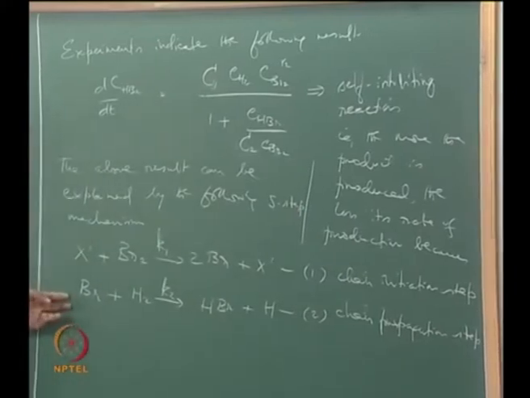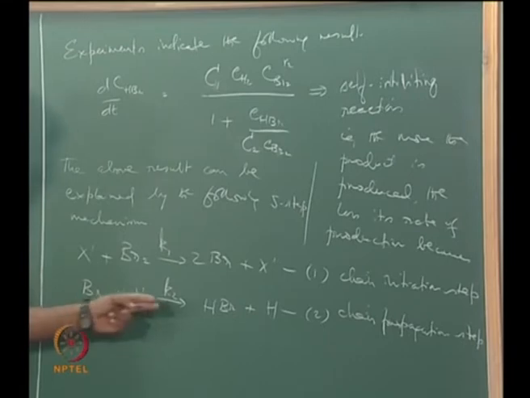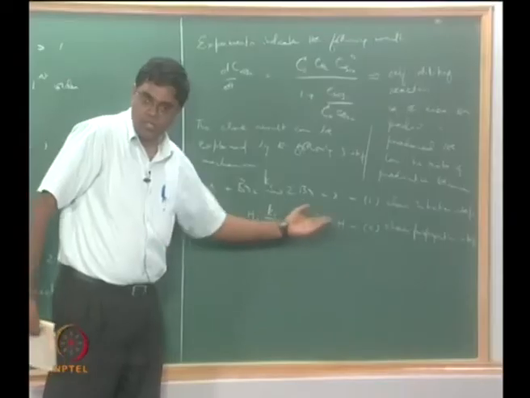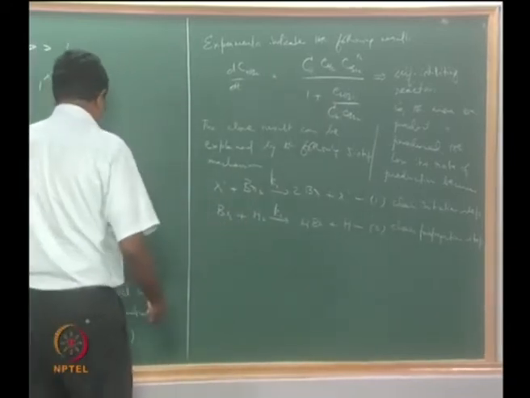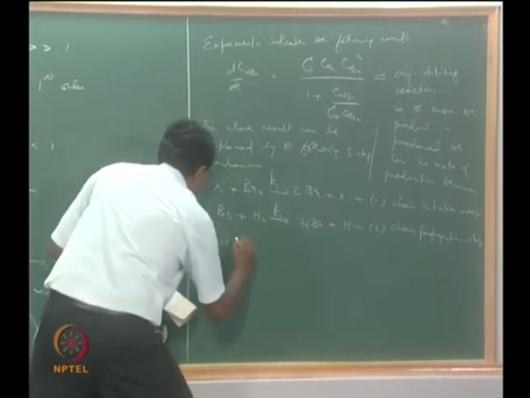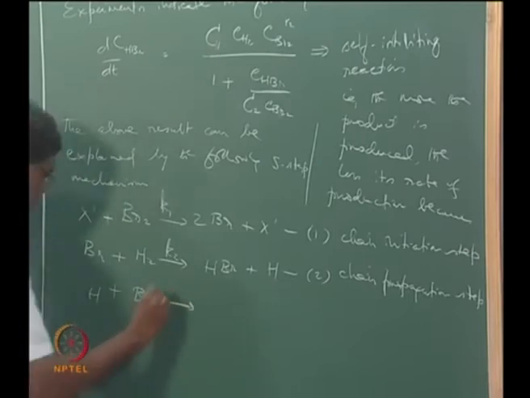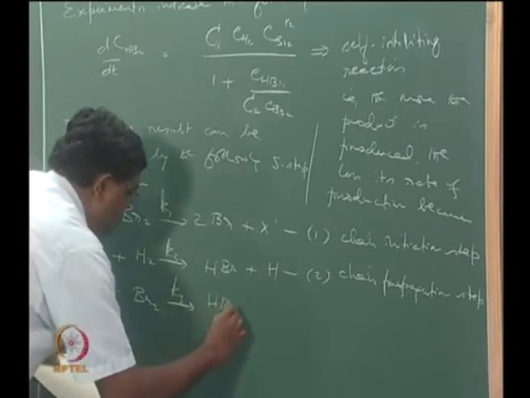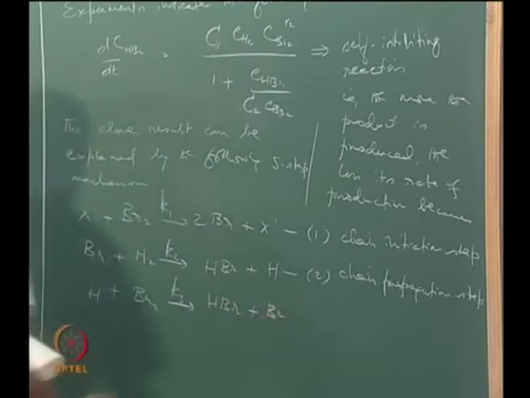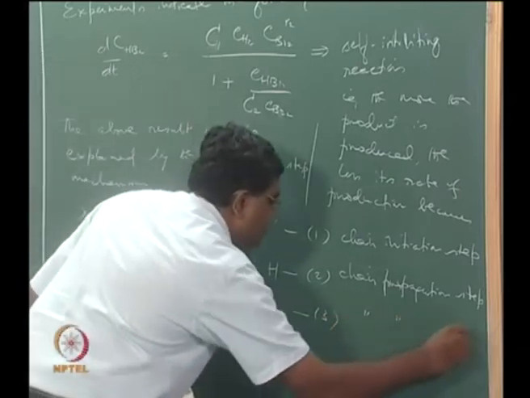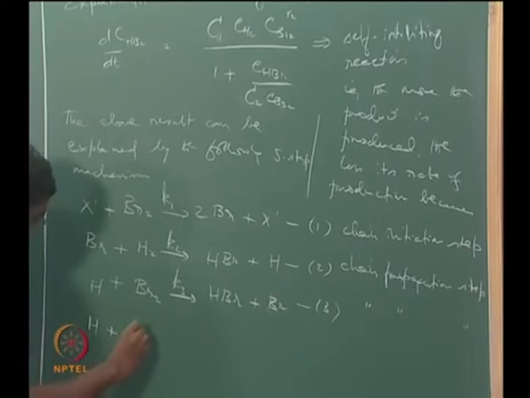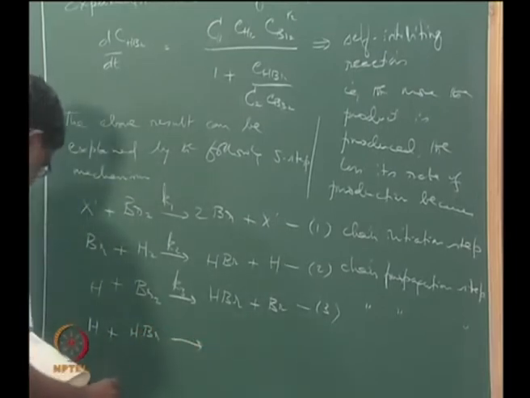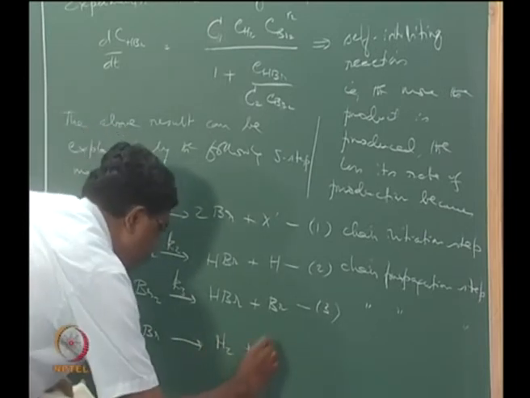because we started with an intermediate, reacted with a stable reactant, produced a stable product, but produced another intermediate. So the net gain and loss of intermediates is the same. It's just propagating the chain. And let's say we have a third reaction where H is reacting with Br2 to give you HBr plus Br. This is the Br counterpart of H in the previous reaction. So this is reaction number 3. This is also a chain propagation step, and then we have H plus HBr that gives you H2 plus Br.